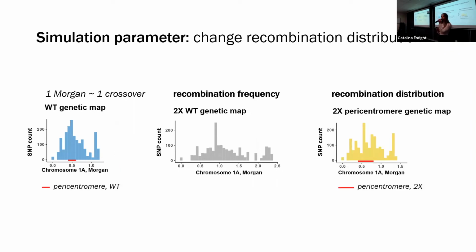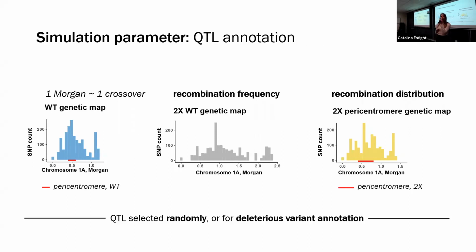And then you can also change the recombination distribution. This was done just by changing the scale of the map in certain regions of the chromosome. So I wanted to preferentially increase recombination in the pericentromere. It's highlighted here in red under the wild type map, and then in the yellow map, it's 2-fold larger for more recombination in the pericentromere. And I referenced this with my motivation for this simulation. The QTL were either selected randomly or based on whether they had a deleterious variant annotation, and in this data set that was concentrated in the red region of the highlighted pericentromere.